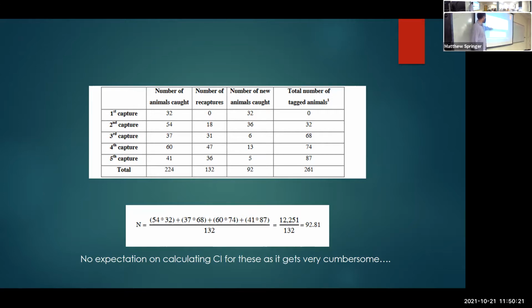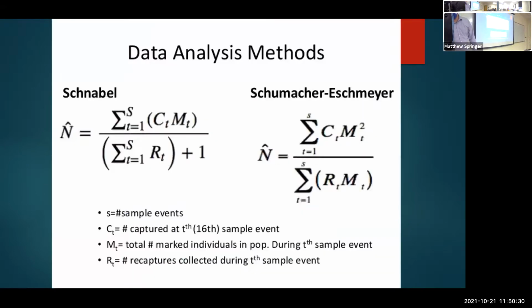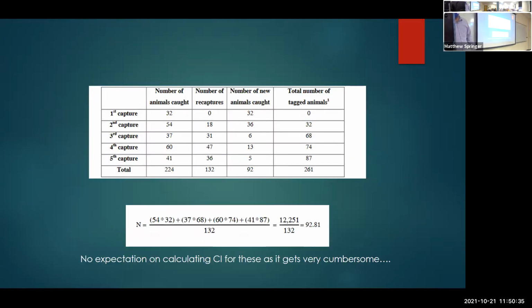That continues on. You plug and chug down here with the Schnabel, of all the recaptures. There, you're multiplying out all the events, and you get to an estimate of 92.81. There is a confidence interval you can calculate for this. It is ridiculously cumbersome and long and drawn out and impossible to do by hand for you all in the time given. It can be done, but you don't have to worry about it. Just know that it exists.